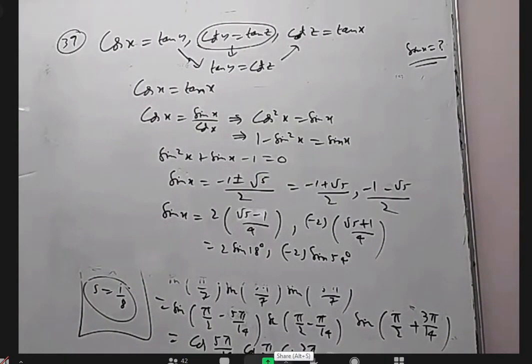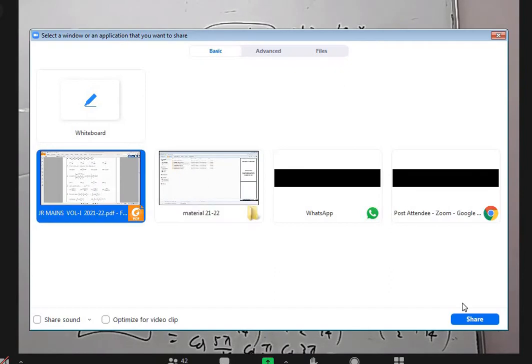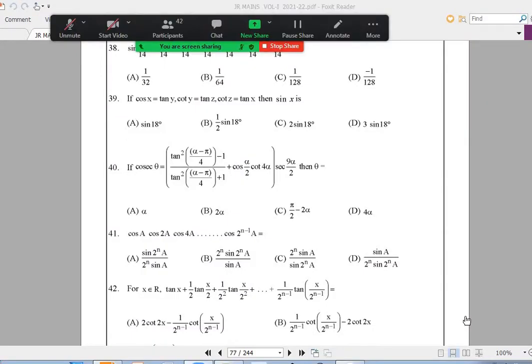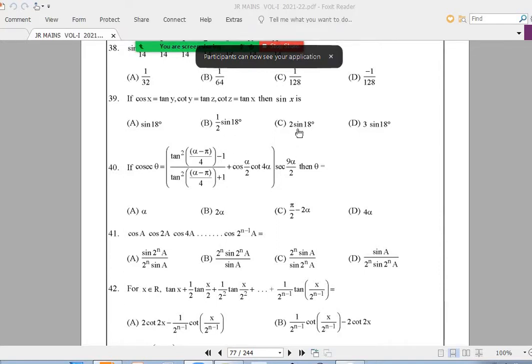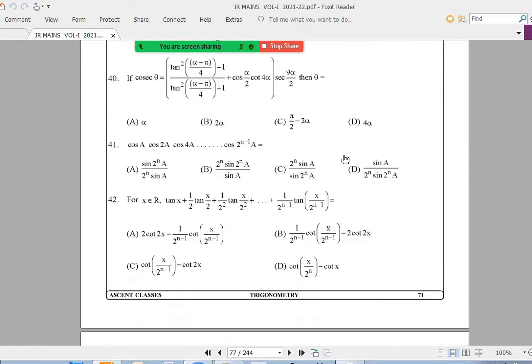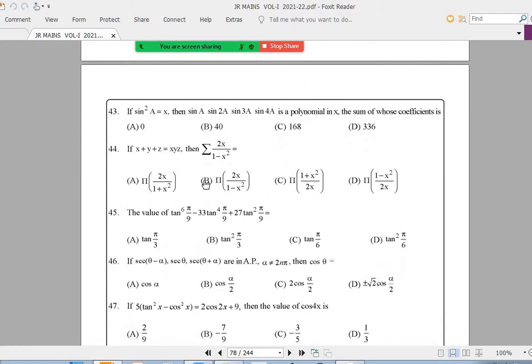Sir, sin x they ask means we should keep answer C as 2 sin 18? Yeah, option C, yes, you're right. Oh, 54 they didn't give as a suggestion. Yeah, so both answers are correct. One of them is there in the options, one of them is not there. So 41 we already done as a formula, so I'm skipping that. Now 43.